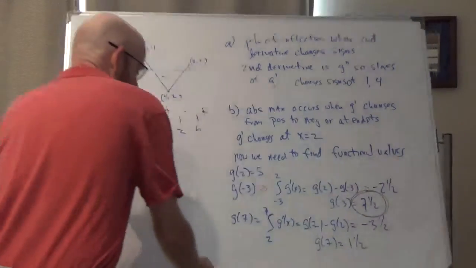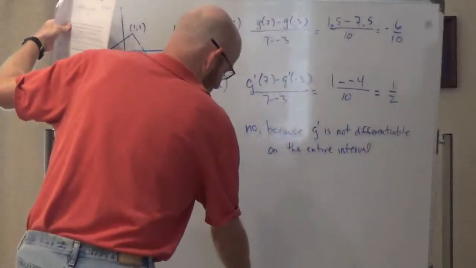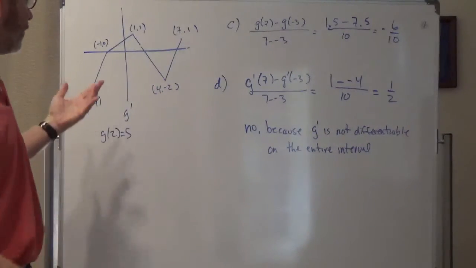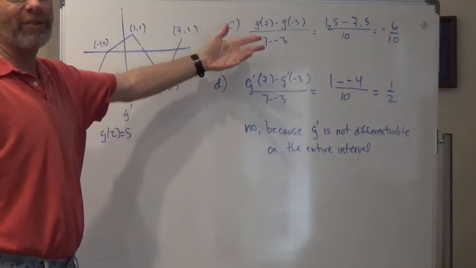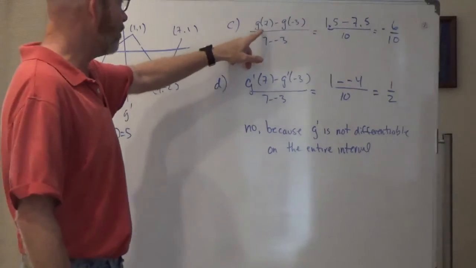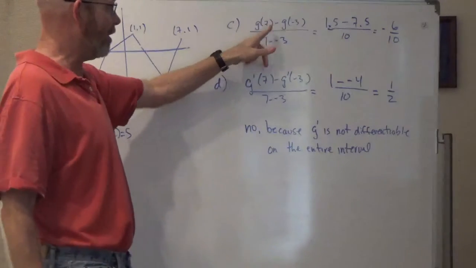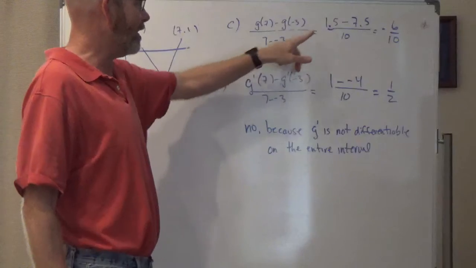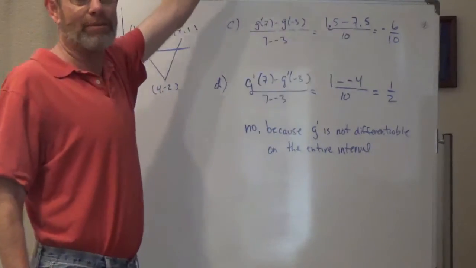Next part. A little bit easier, I think. That was a tricky problem for sure. The third part was to just find the average rate of change of the function. So average rate of change is just slope. So when you hear average rate of change, just think slope. So it's of g, right? So it's g of 7 minus g of negative 3 over 7 minus negative 3. These are the same values you just got on the last part of the problem.